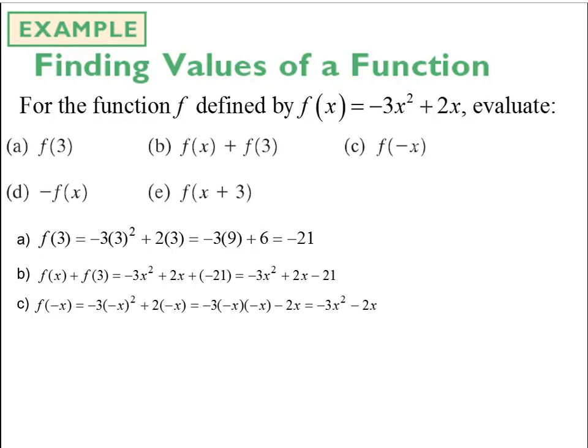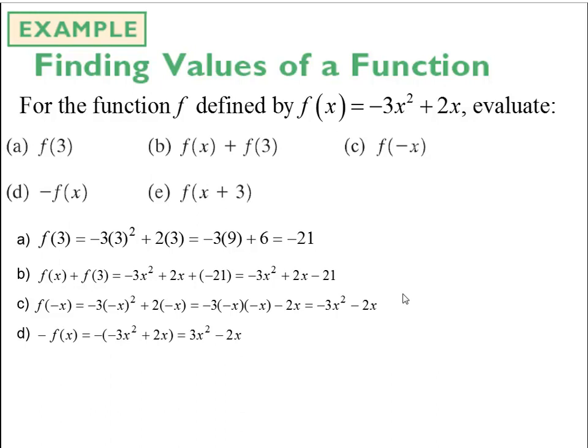So letter C says find f at negative x. Just like with letter A, I'm going to take negative x and plug it into every x variable in my equation. So I'm going to have negative x squared, and then 2 times negative x. Negative x squared is negative x times negative x, which is positive x squared, times negative 3. So I get negative 3x squared. And then 2 times negative x is just minus 2x. So there's my simplified version for letter C.